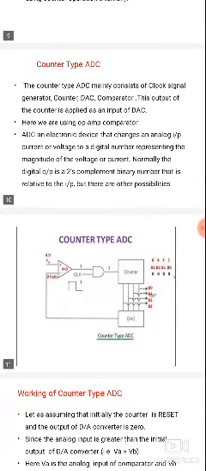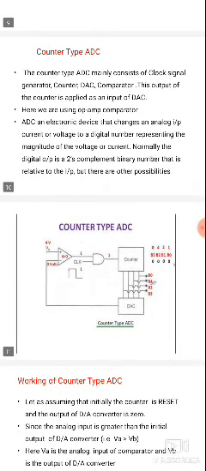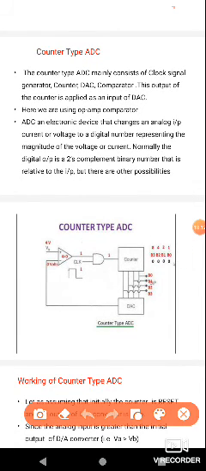First, the counter type ADC mainly consists of a clock signal generator and a counter. This is the clock signal. Next, this is the counter. Next one is the digital to analog converter, DAC. Next one is the comparator. This is the op-amp comparator.